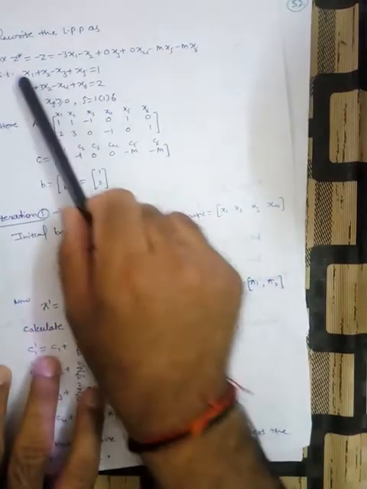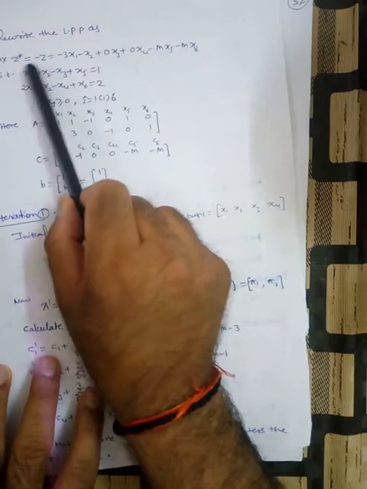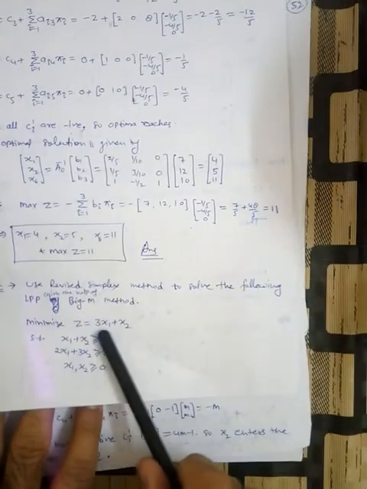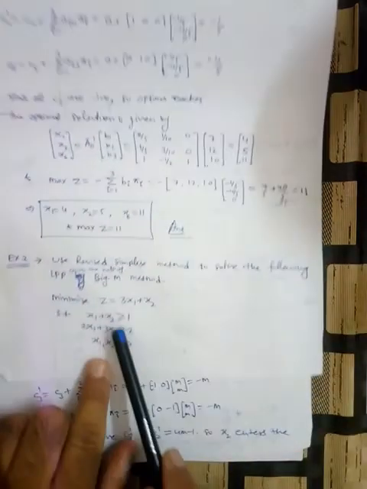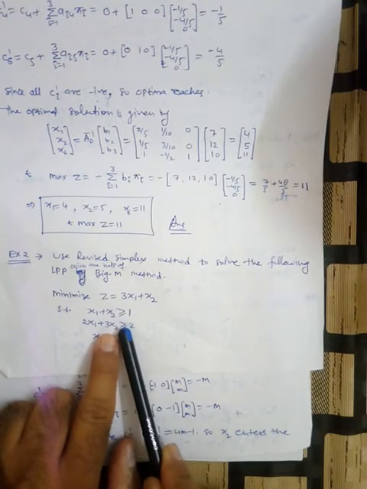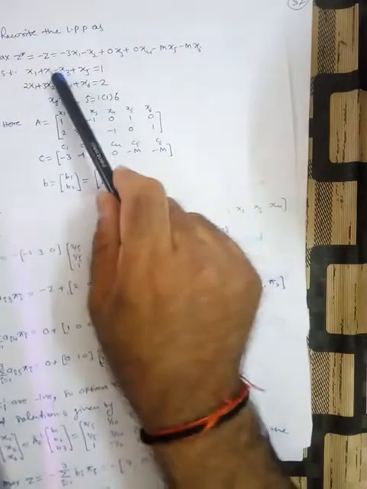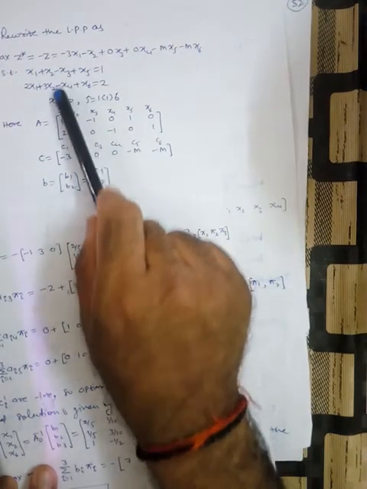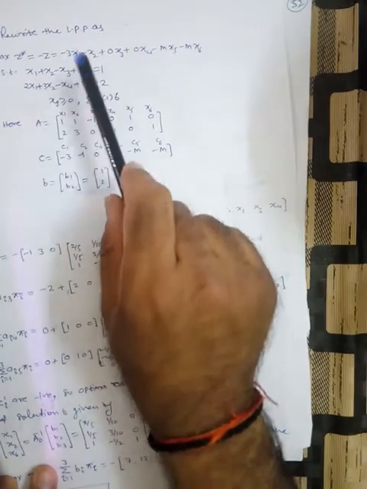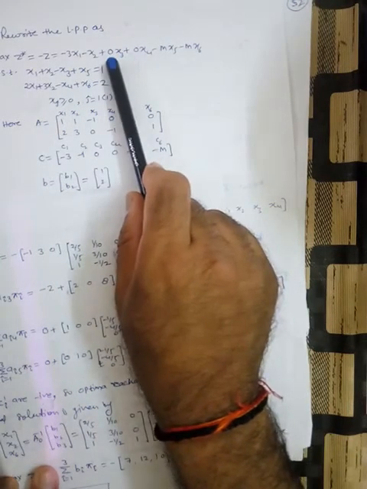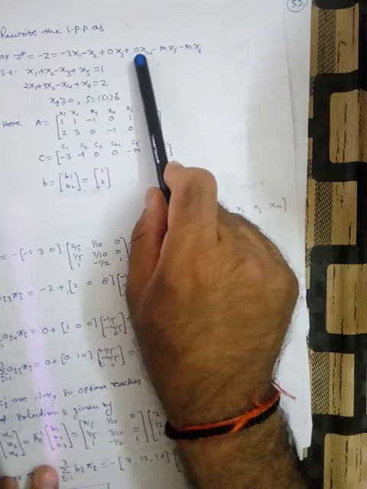After converting the problem into standard form, we have maximization of z star, which is minus z. So we multiply by a minus sign: minus 3x1 minus x2, and here we have to add surplus variables x3, x4 and artificial variables x5, x6. These x3, x4 are the surplus variables, and x5, x6 are the artificial variables.